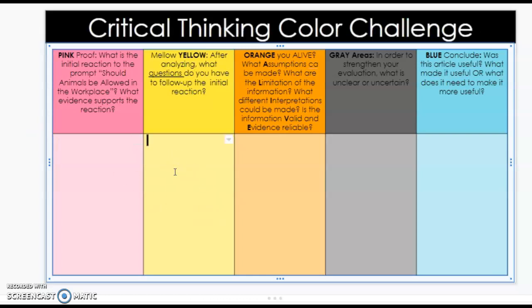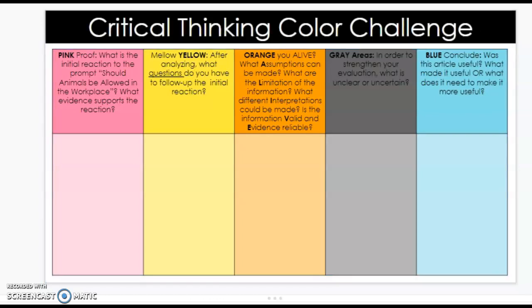For mellow yellow, you'll analyze and then come up with any questions you have to follow up that initial reaction. I feel like this orange column is really important, so it's talking about what assumptions can be made, what are the limitations of the information provided, what different interpretations can be made from the same evidence or information, and is the information valid and the evidence reliable? So are there citations? Does it tell where this information is coming from? And then you'll get into your gray areas. So what is unclear or uncertain? And then finally, you conclude, in the blue conclude, was the article useful, what made it useful, or what does it need to make it more useful?